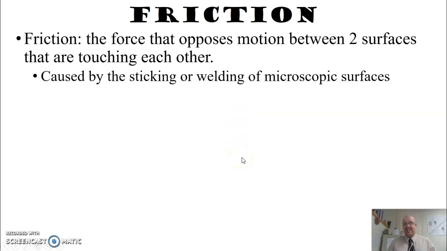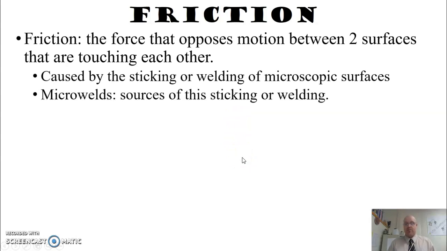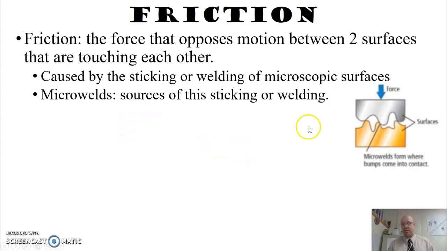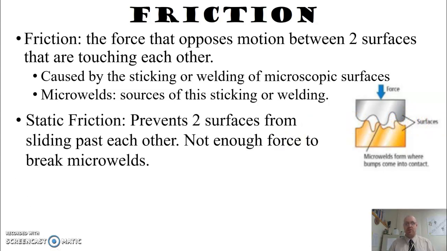So this is caused by the sticking or welding of microscopic surfaces, and we call these micro welds. These are the sources of the sticking or welding. When you look at the atomic, microscopic level of something that even looks smooth, we can actually tell that there are surfaces, actually variations in the atoms bonding themselves that cause imperfections, which is why typically when things are very smooth, very slick, they have very little micro welds, microscopic variation. One of the reasons Teflon works so well is it fills in all of these little micro indentations to create an actual very smooth surface, so there can be no micro welds.